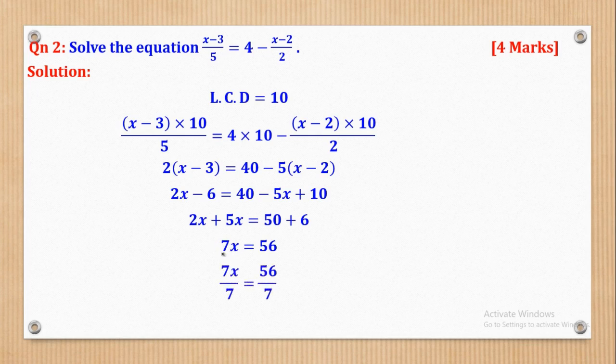The next is to divide both sides by 7 so that I can make x the subject. So when I divide 56 by 7, I come up with 8. Therefore, x is equal to 8. So basically, that's what they wanted. And now let's see how marks can be awarded.